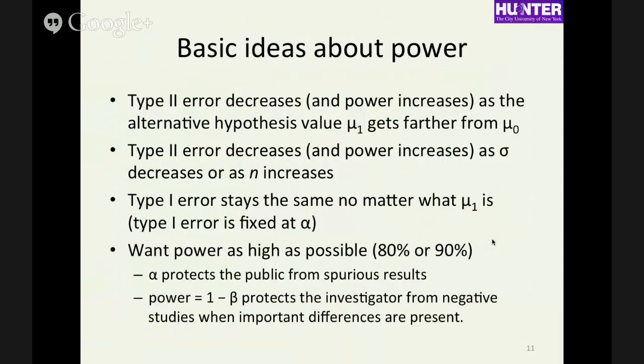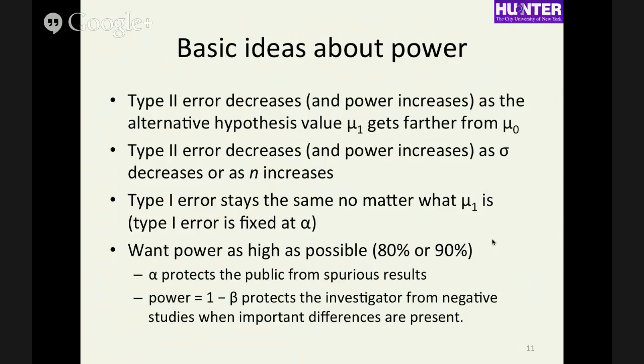So power is just 1 minus the type 2 error, because remember, type 2 error is, if your alternative hypothesis is true, you fail to reject it. But if you do reject it, the probability is 1 minus that type 2 error, that's your power. So power is 1 minus beta.